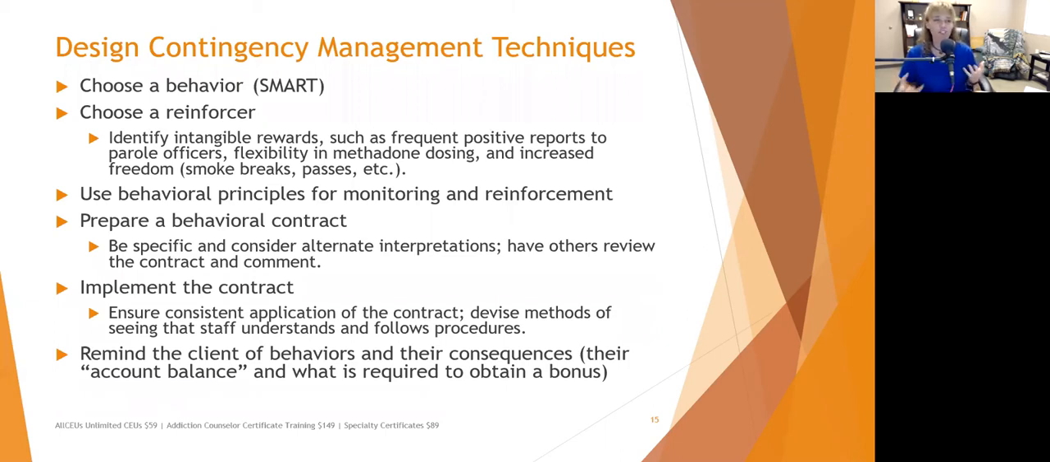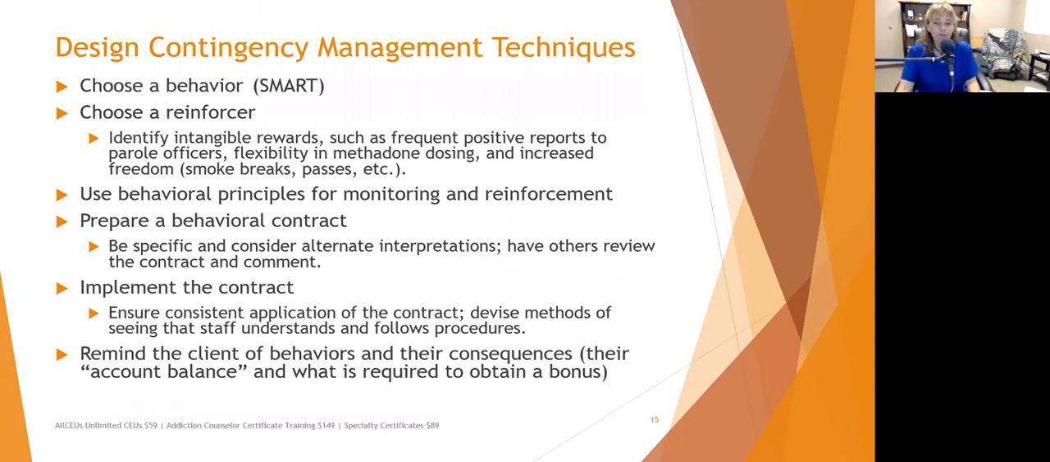And you've got to choose your schedule of reinforcement that works best. Generally, initially, a fixed ratio works best. So if they do this every time they do something, or every 3 times they do something, they get a reward. Eventually, you can change that reward schedule. Prepare a behavioral contract, being specific and considering alternate interpretations. You don't want people to have a way around it to try to get a reward when they don't do what they're supposed to. Implement the contract and ensure consistent application by devising methods to ensure that staff knows how to implement the contract and follow procedures.